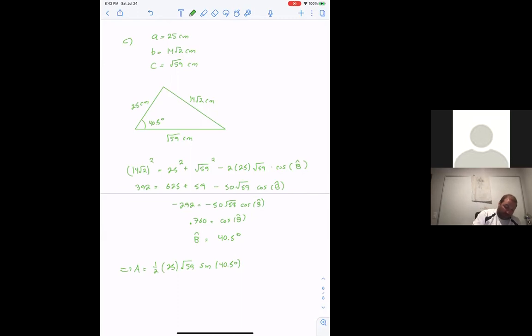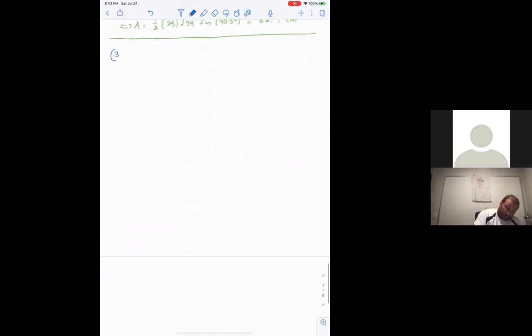I use the whole thing, sine of the whole thing, times 25 times the square root of 59 times 1/2. And that gives me, to 3 sig figs, 62.4 square centimeters. Okay, that's question number 2. Moving on to question number 3.